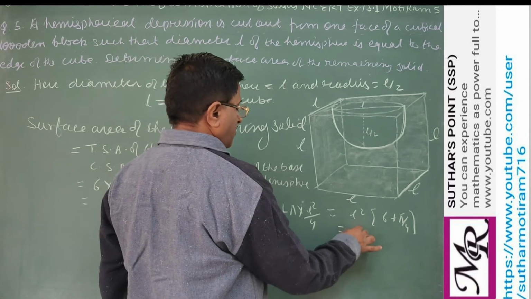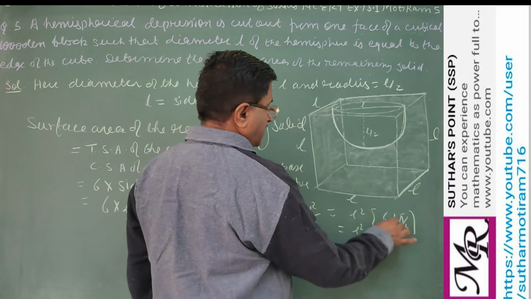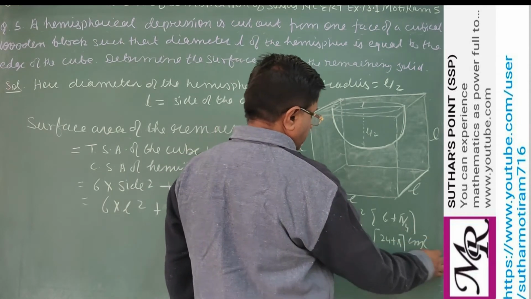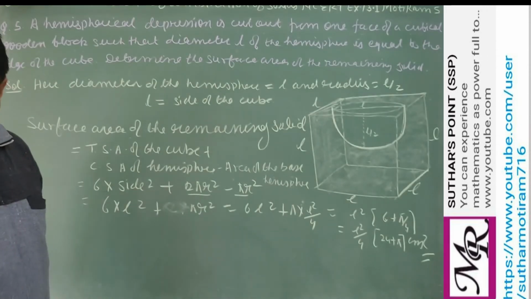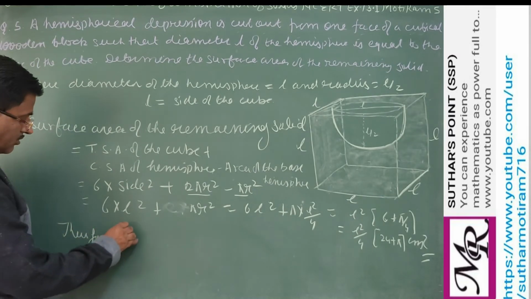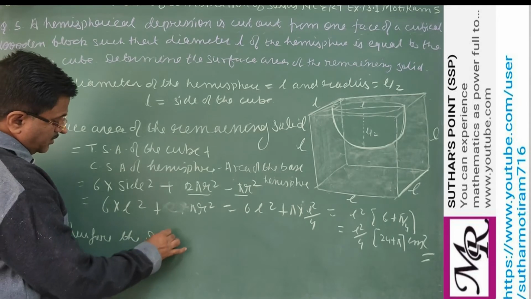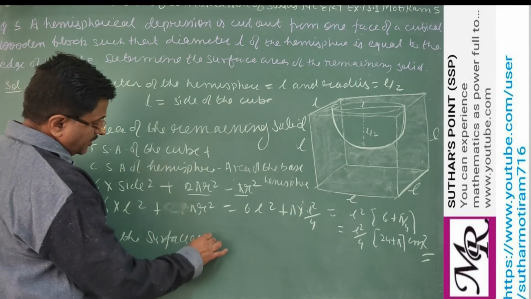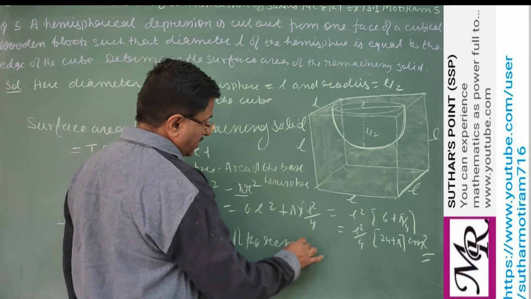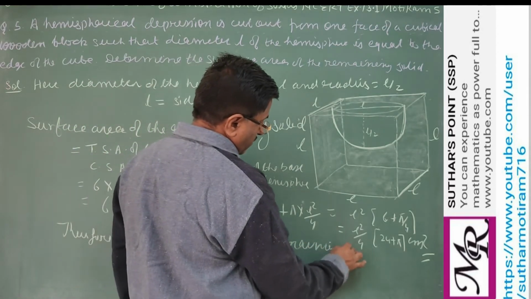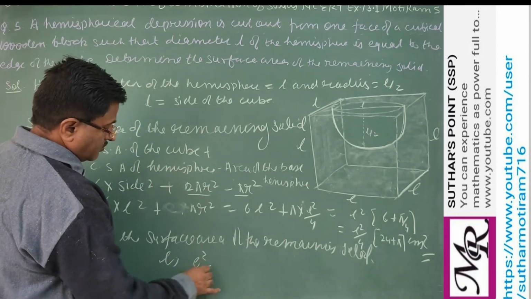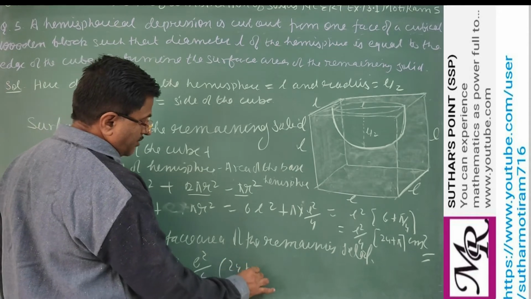Or you may take 1 by 4 common, because L is not given: L squared by 4 into 24 plus pi centimeter squared. So this is the required area of the remaining solid. Therefore, the surface area of the remaining solid is L squared by 4 into 24 plus pi.